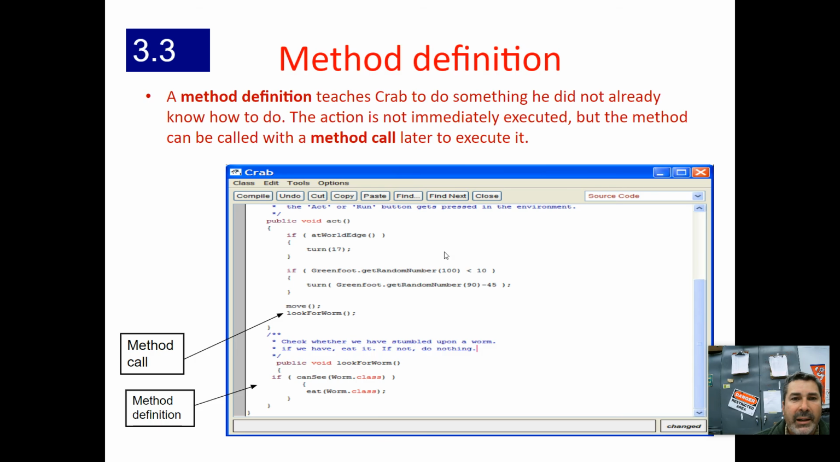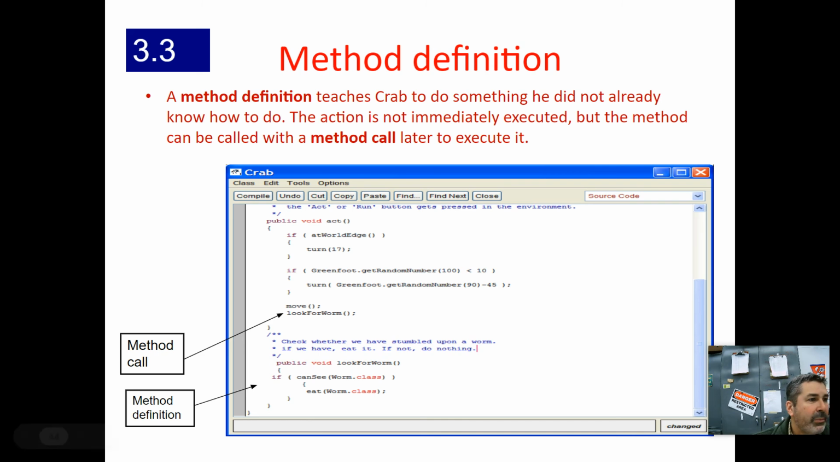Okay, so write this down. A method definition teaches a crab to do something he didn't already know how to do. The action is not immediately executed, but the method can be called with a method call later to execute it. What does that mean? It means when I write down look for worm, it's never going to happen unless I ask it to right here. So I'm teaching it how to, but then I ask it to later. Write this down in your notes.